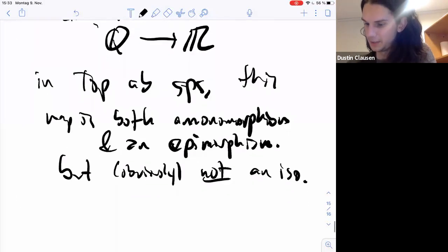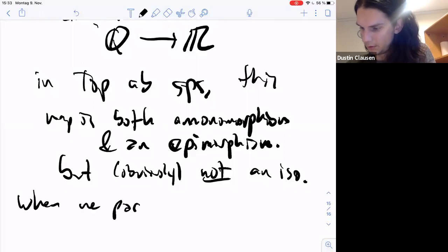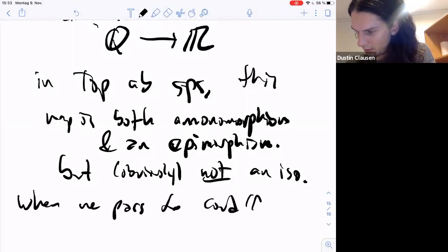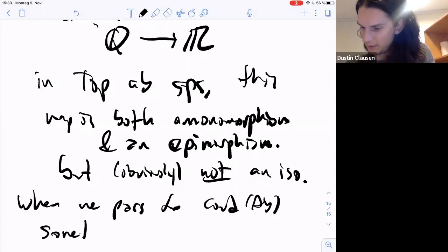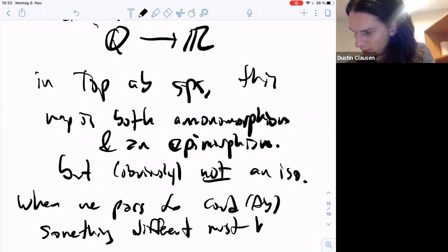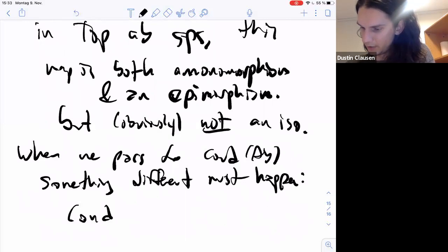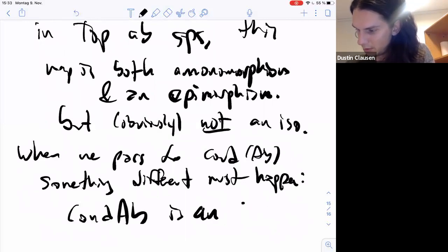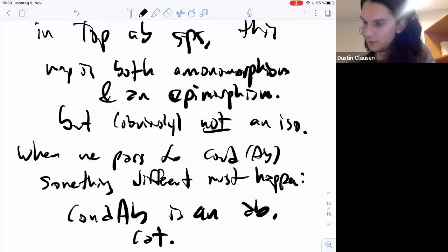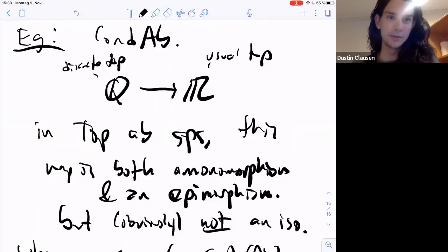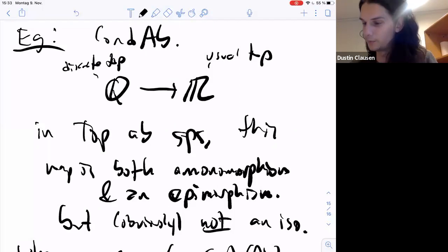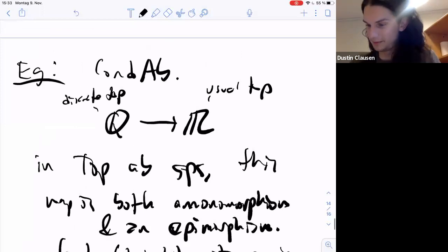But when we pass to condensed abelian groups, something has to break here. Something different must happen, because condensed abelian groups is an abelian category. In any abelian category, if you have a map which is both a monomorphism and an epimorphism, then it must be an isomorphism.